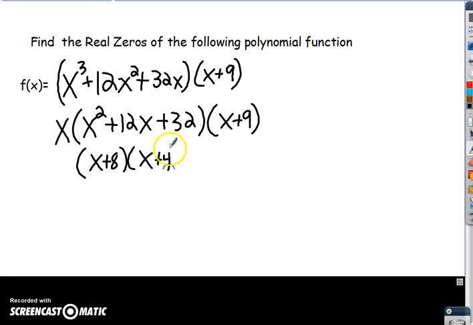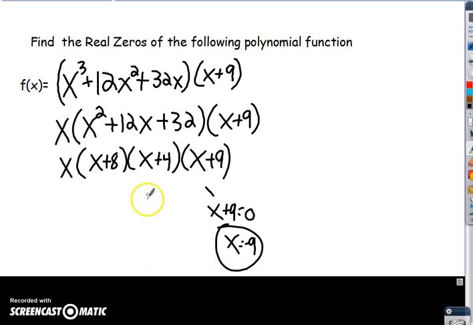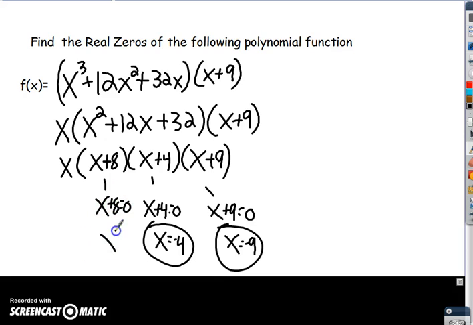And then we go ahead and set each of these factors equal to 0. Nothing earth-shattering there. x plus 9 equals 0, that means x equals negative 9. No multiplicity needed. Here, x plus 4 equals 0. No multiplicity needed. Here, x plus 8 equals 0, so x equals negative 8, no multiplicity.